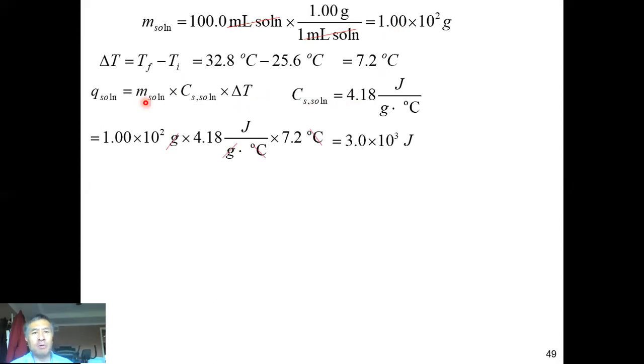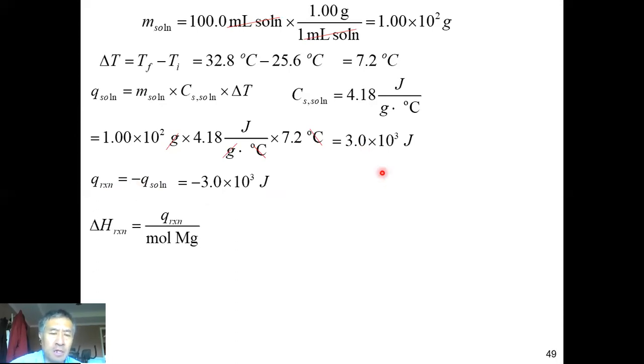You probably want to convert into kilojoules sometimes later. But now we can use the relationship between Q reaction and Q solution. Q reaction equals negative Q solution, and Q solution is positive, so therefore Q reaction becomes negative.